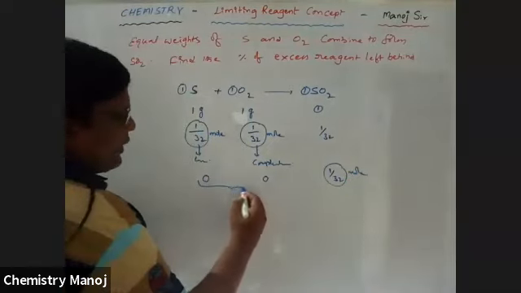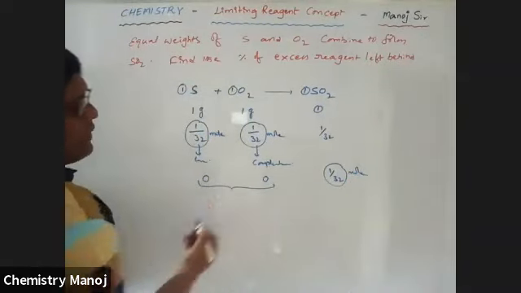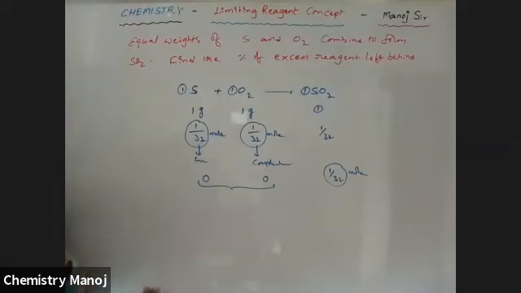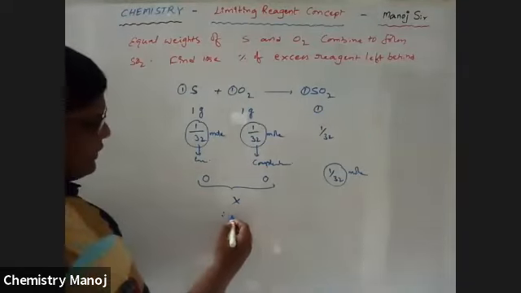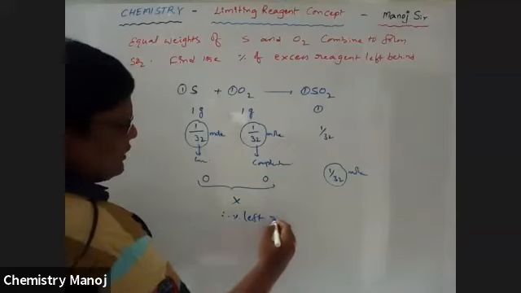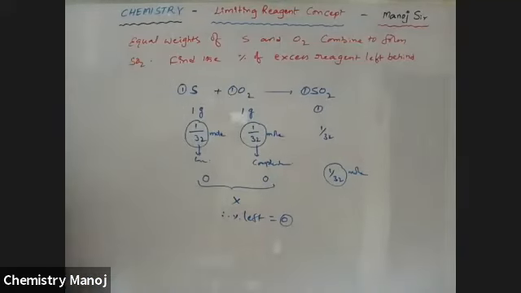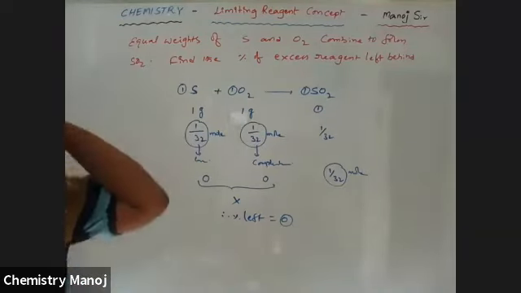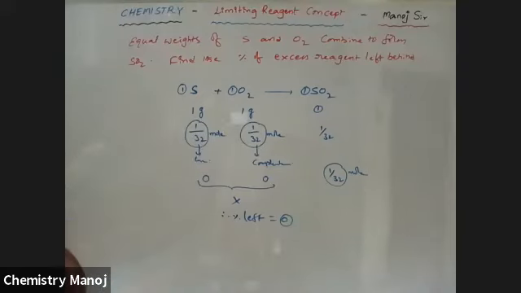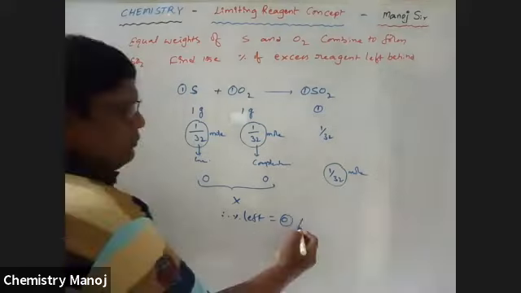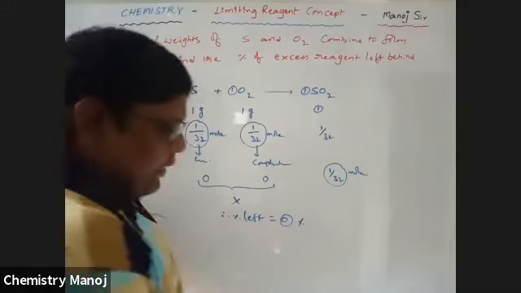Now, in this reaction, which is in excess amount? No one is in excess amount. Therefore, percentage left is equal to 0. No substance is in excess amount, which is in 0 amount. So this is the way to identify excess reagent or limiting reagent. Here 0%. Easy. Next.